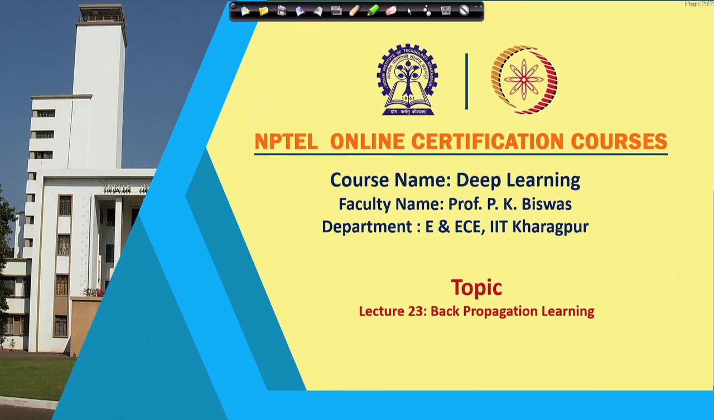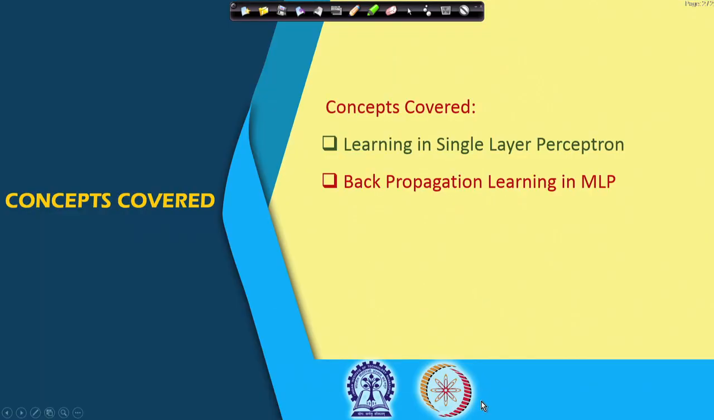We have started our discussion on the neural network, particularly the feed-forward neural network. In the previous class, we started our discussion on learning in a feed-forward neural network. We discussed learning in a single layer perceptron. In today's class, we will talk about the backpropagation learning in multi-layer perceptron or multi-layer feed-forward network.